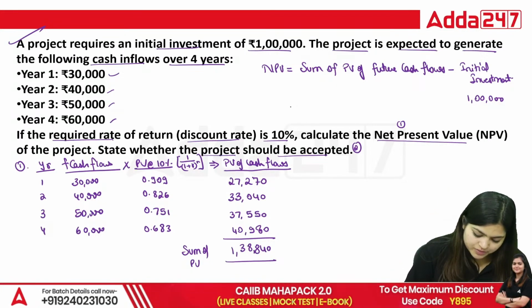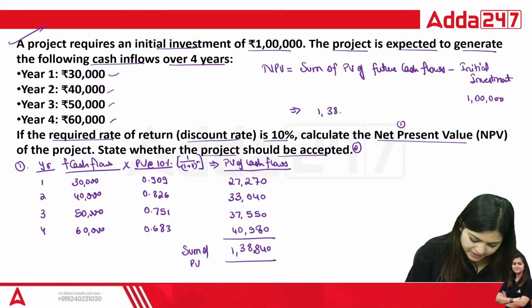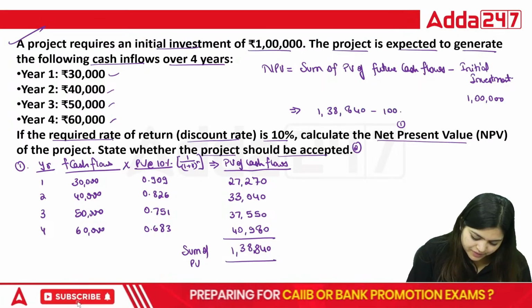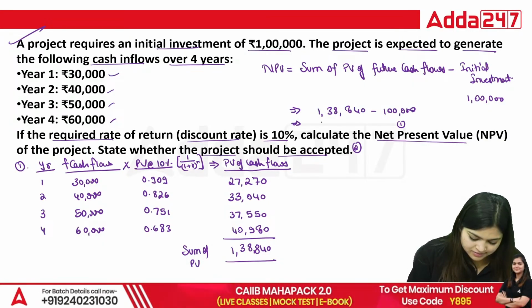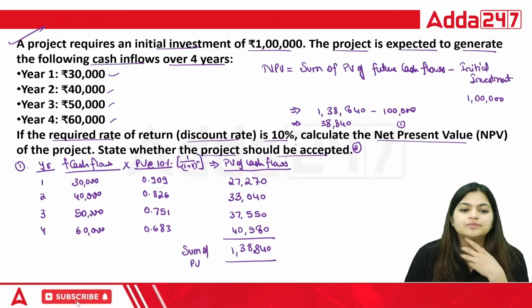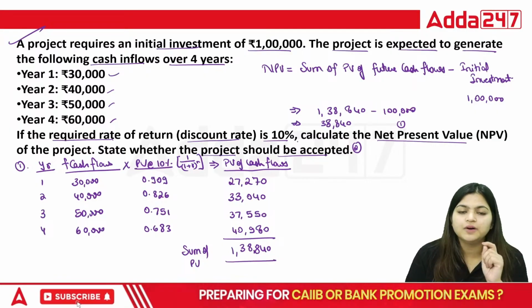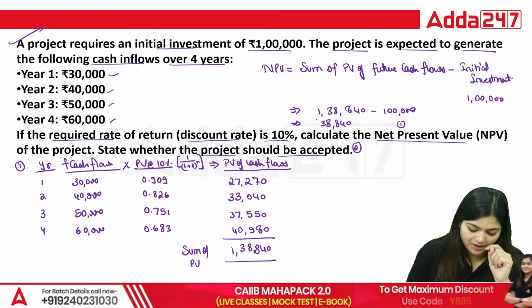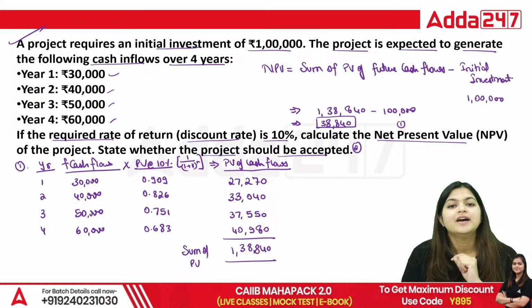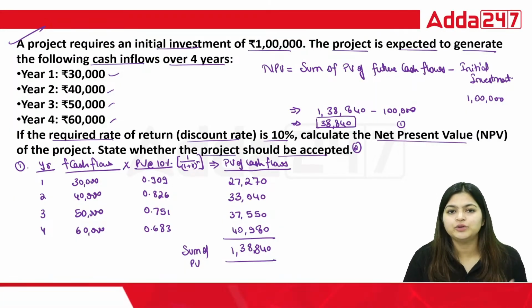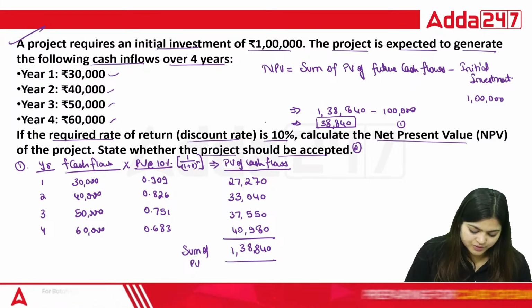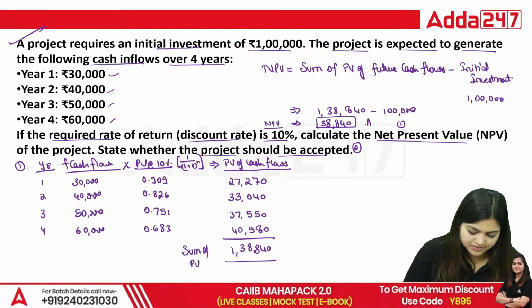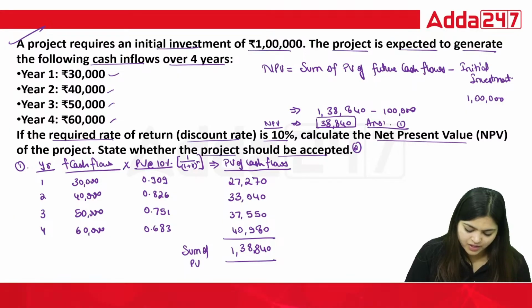So now I use 138,840 minus 1 lakh, and this will give me 38,840. Now tell me, if you are going to start this project, after calculating this value, are you going to accept it or are you going to reject this project? So this 38,840 is your NPV. This is your answer 1.